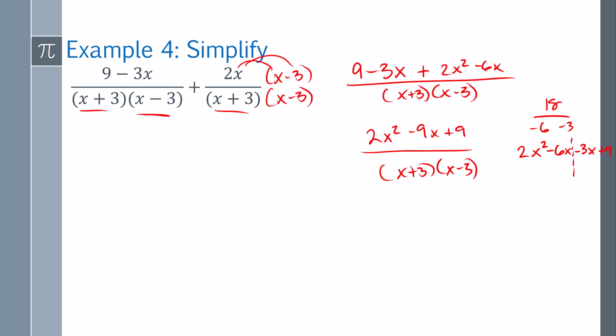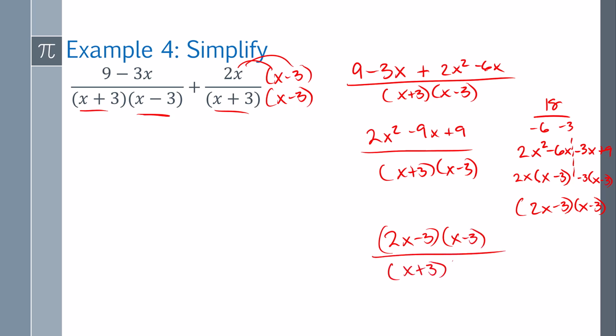Factor by grouping. I can take out a 2x, so then I'm left with x minus 3. I can take out a negative 3, so I'm left with x minus 3. Okay, and then these reduce. And you're left with 2x minus 3 over x plus 1.